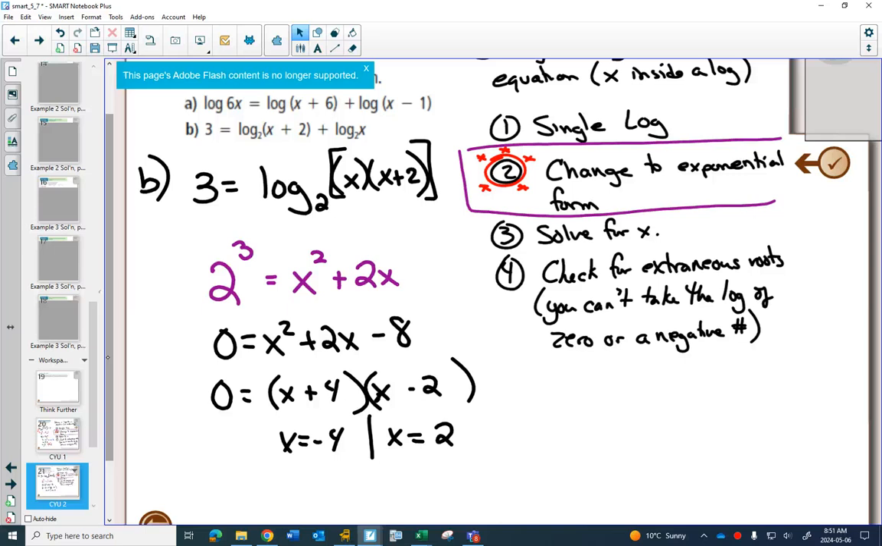Now once we've solved, we have to check. If I plug -4 back into my original equation, -4 plus 2 is -2. I don't even have to check the second part. I already know that that one will not work. If I plug in 2, 2 plus 2 is 4, positive number works there. Check it in the second one, 2, positive number there. This one works.